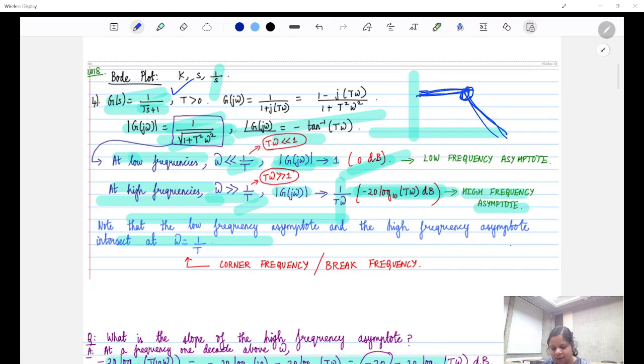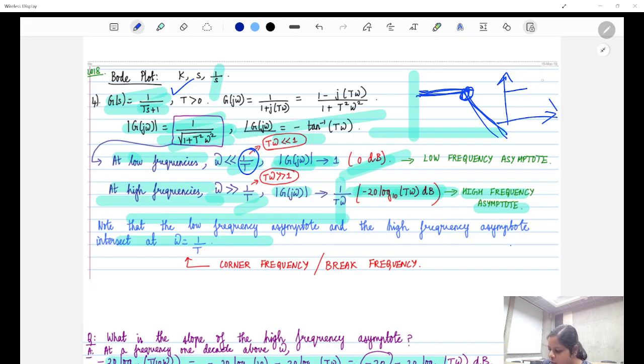So 1 upon Ts plus 1. In this case, we have something called corner frequency, right? This corner frequency is only to get the low frequency region and high frequency region, and this is just for approximation purpose, because the real Bode plot, if you plot it in MATLAB, is not going to have any sharp corner. It would move like this. This corner won't be sharp.